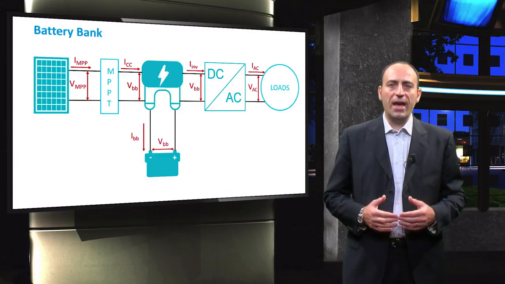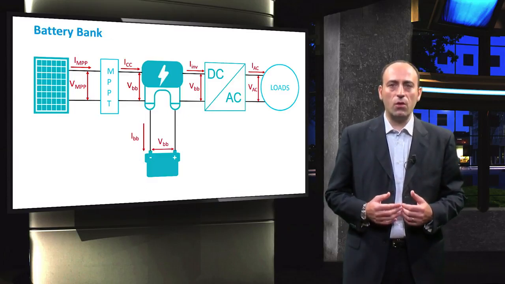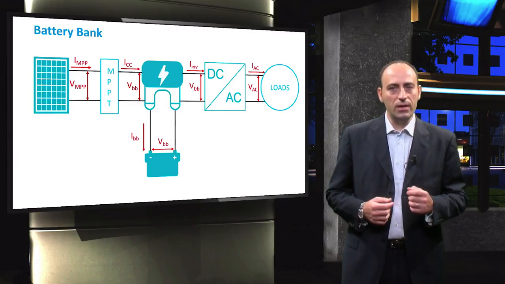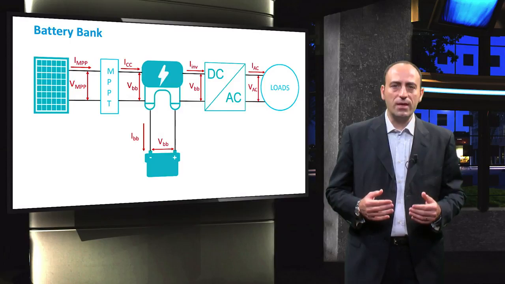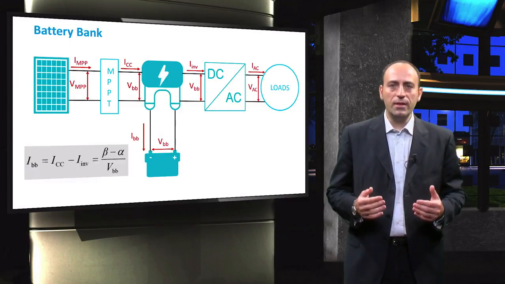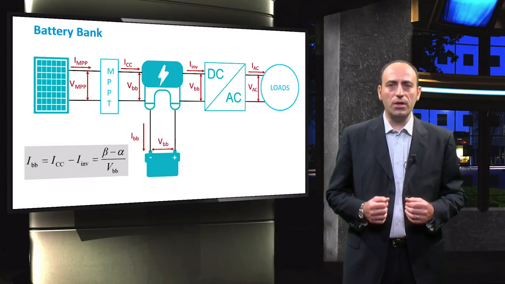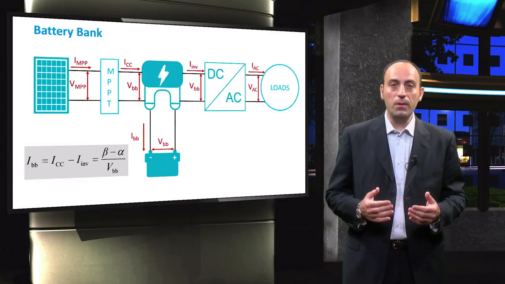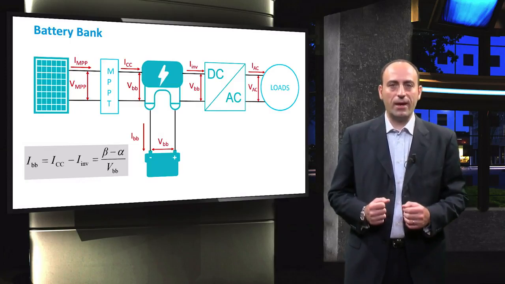Finally, from the expressions for the charge controller and inverter currents, the current flowing through the battery bank, IBB, is obtained. It is expressed as ICC minus IM. Substituting their corresponding variables in this equation, IBB is obtained as beta minus alpha divided by VBB, where VBB is the voltage of the battery bank.